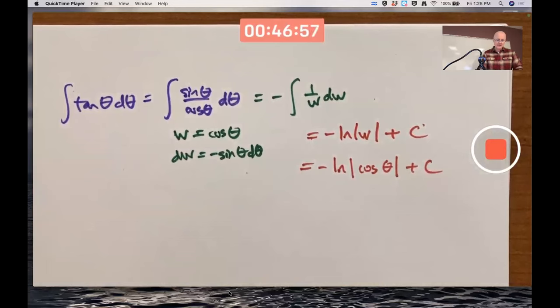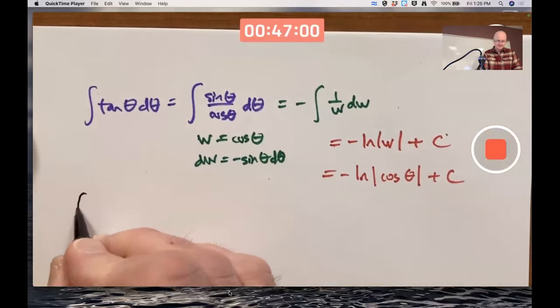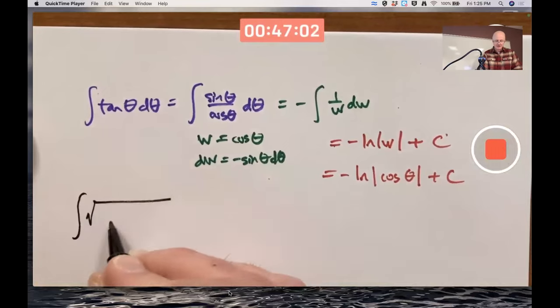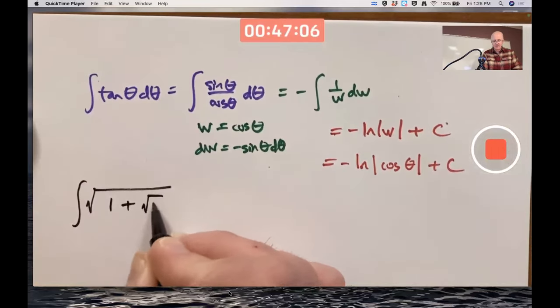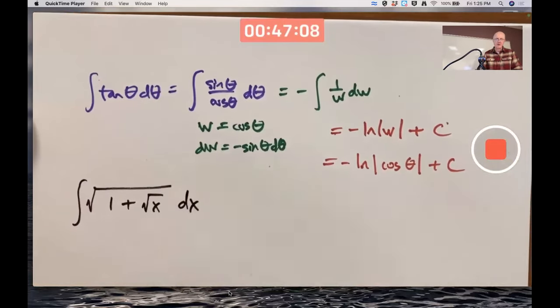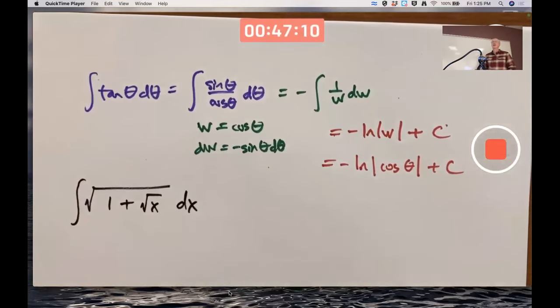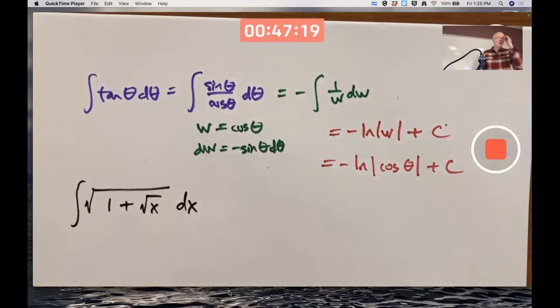Here's an even harder example. And this example is in the book. Integrate square root of 1 plus square root of x, all under the bigger square root sign. Yikes. It's definitely not clear that this is even possible.